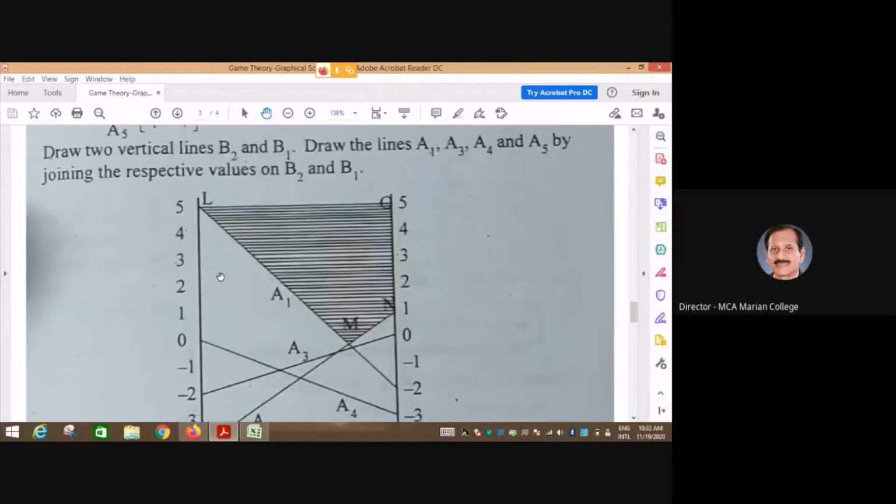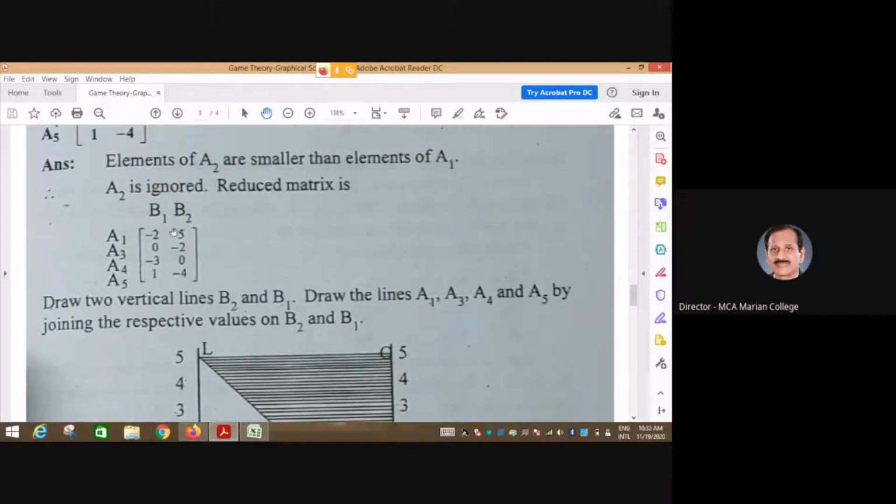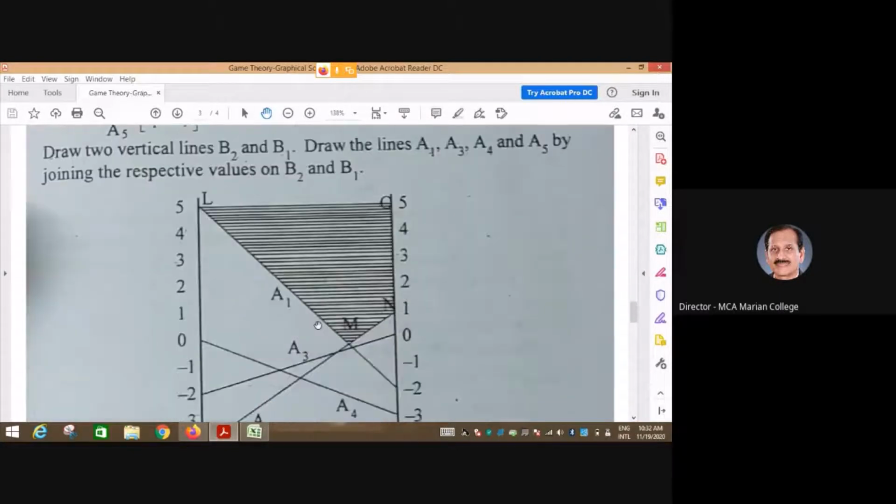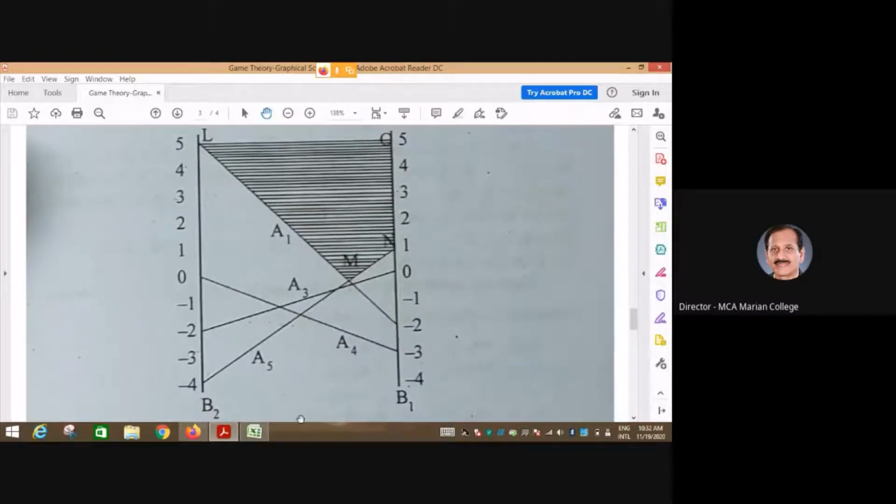Then you can plot the points there. The points you can plot like this. You can see the highest value is 5 and the lowest value is minus 4. So you can plot points from minus 4 to 5. You have to draw this in a graph paper. Then only you'll get the correct values and intersection points, etc.